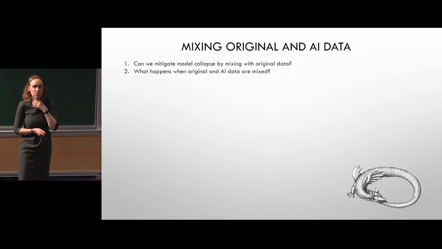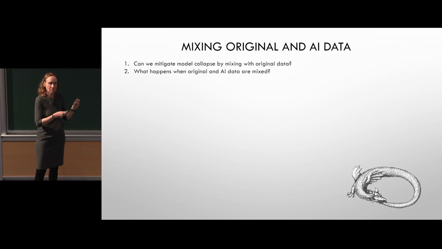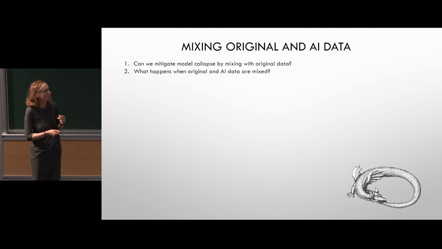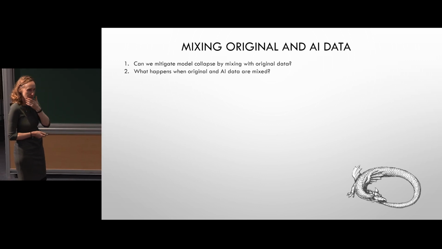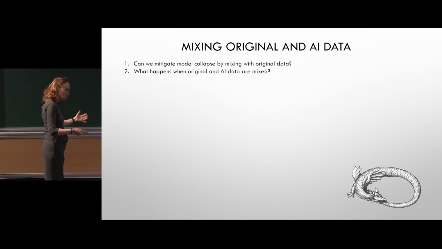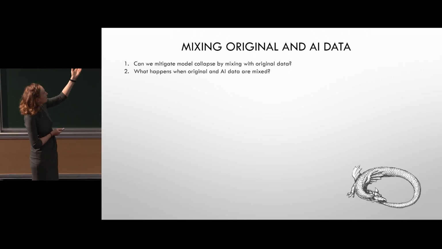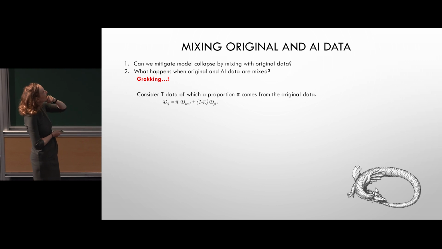Okay, so this was the first scenario, which was pure from the mathematical sense: what if you retrain on AI synthesized data? Now the question is, what if you mix, which is a more realistic scenario? What if you have some real data and some AI data? And again, our theory can model this. And what we get is some sort of interesting grokking phenomena.